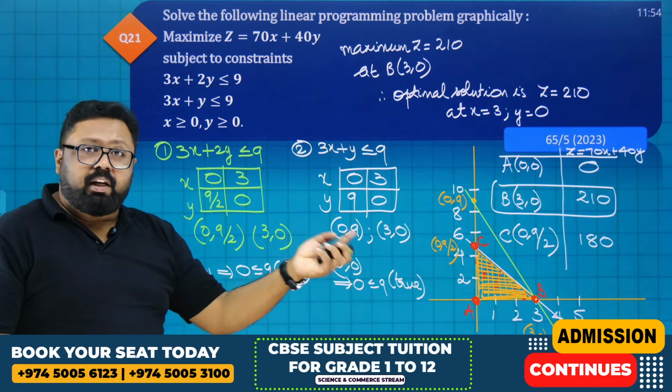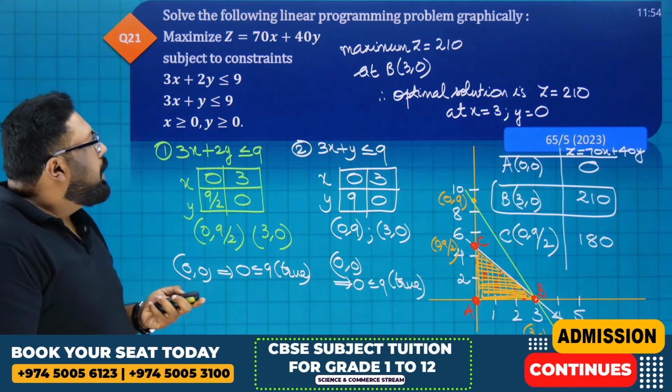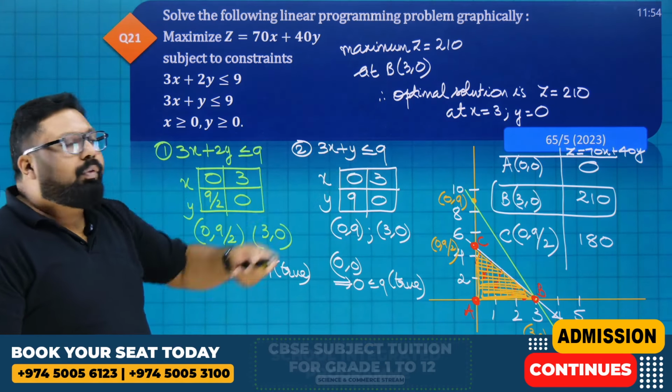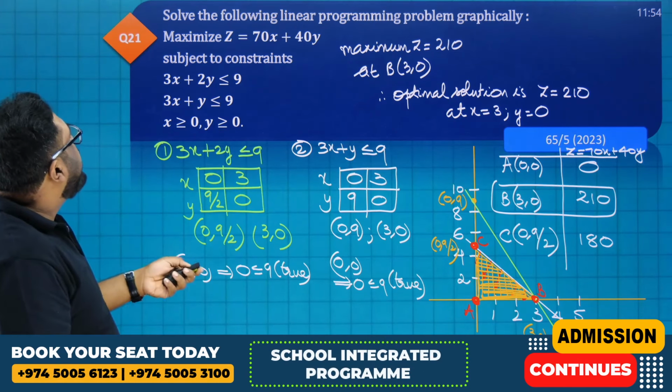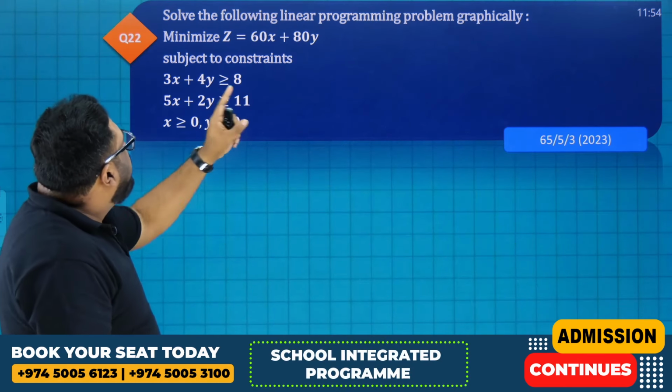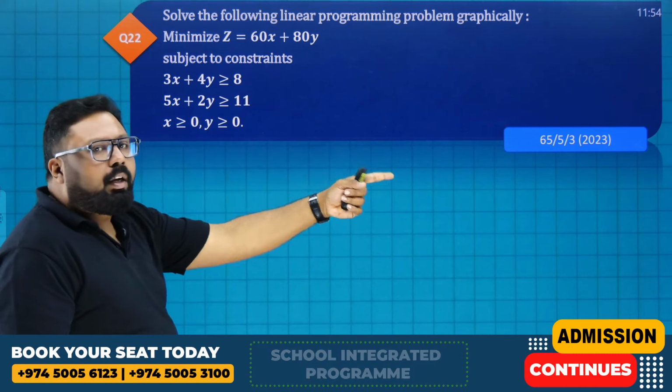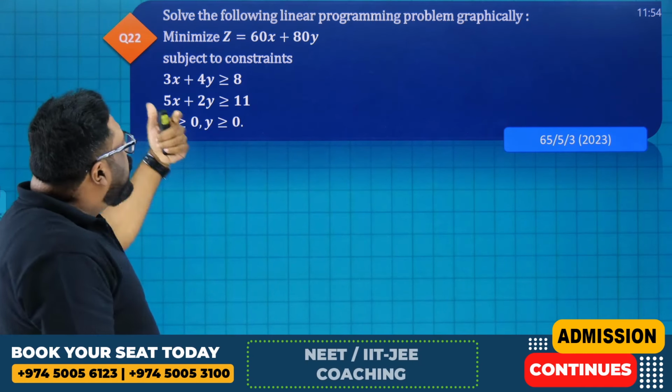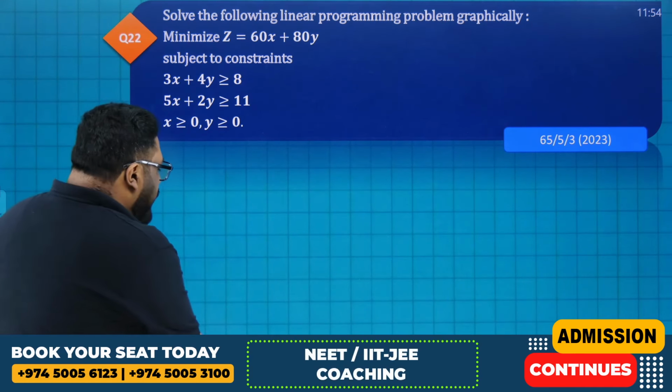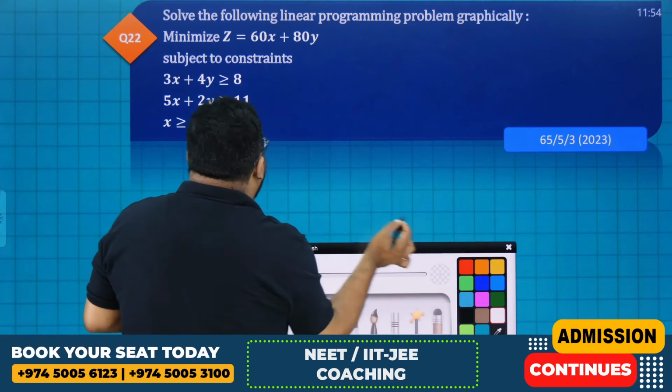It's a 5-mark question, very easy for us, my dears. It came in 2023. Next one, my dears. Solve the following LPP, again for 5 marks in 2023, with only 2 constraints. So let us find the solution here, my dears.